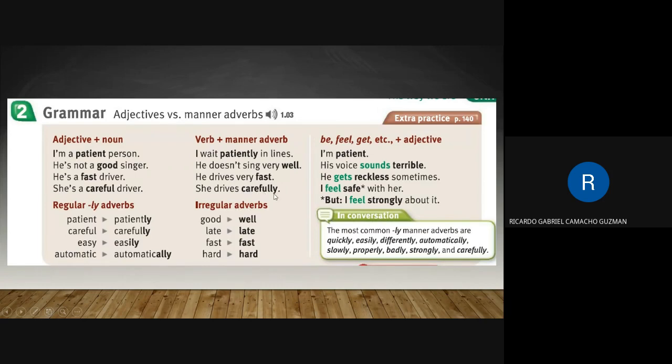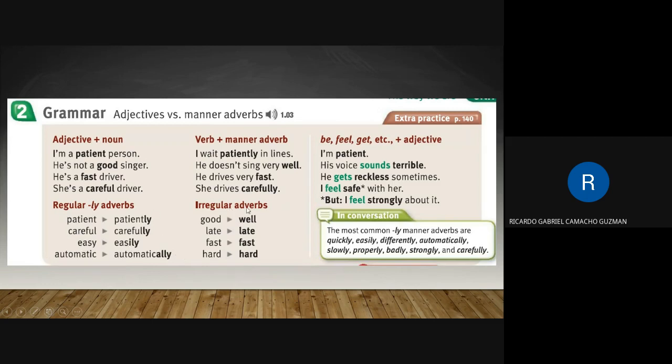Ahora, ¿qué es lo que sucede con aquellas palabras que ya terminan con una L? Aquí no hay ningún cambio de regla ni nada por el estilo, simplemente le agregamos el sufijo ly. Por esa razón es que carefully termina con doble L, porque ya termina con una L y si le agregamos LY, pues queda como carefully. Ahora, la mayor parte de los adverbios son regulares y con el simple hecho de que ustedes le agreguen la L más la Y, ya se convierten en adverbios. Entonces, si tienen patient, cambia patiently, careful, carefully, easy, easily, automatic, automatically.